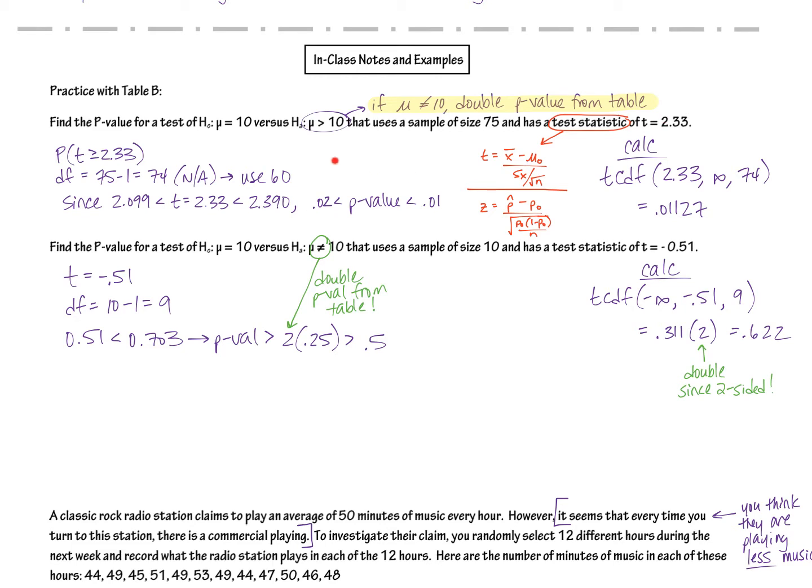But anyways, how do you do this in the table? So we've got our test statistic of 2.33. Degrees of freedom is 74.